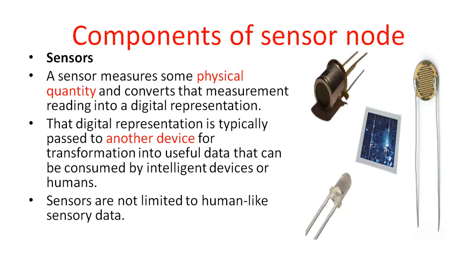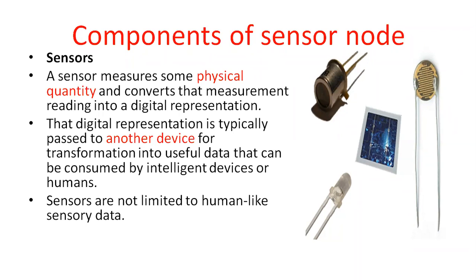What is a sensor? A sensor measures a physical quantity. In the diagram on the right, you can see the different kinds of hardware sensors. What is the specialty of this sensor? A sensor always measures some physical quantity and converts that measurement reading into a digital representation. It takes the physical quantity, such as temperature, and converts it into the required digital representation.